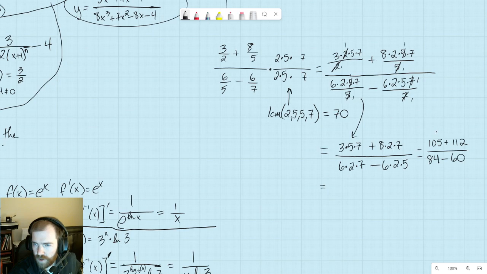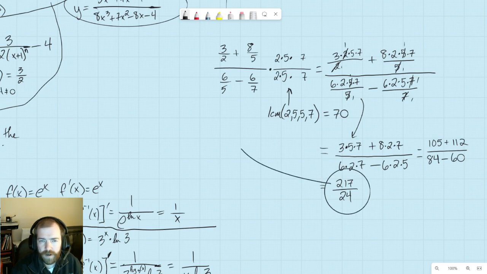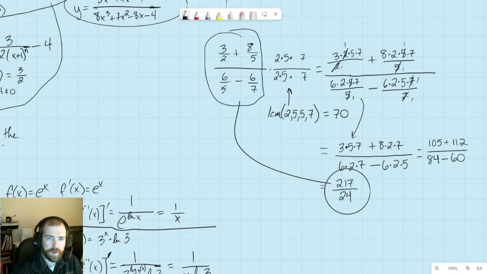So that's going to be a 217 divided by 84 minus 60 is going to be 24. Right, and here we're not divisible by 3. We're not divisible by 2. So that takes care of all the possible factors of 24. We're not going to have any that are both top and bottom. So that's it. So my example up here yields a value of 217 over 24.